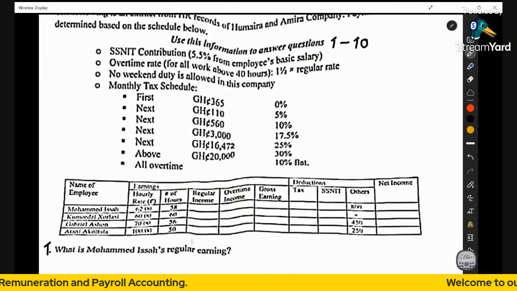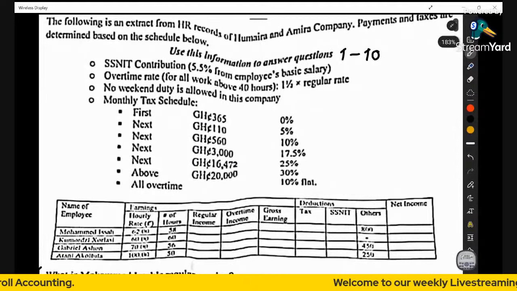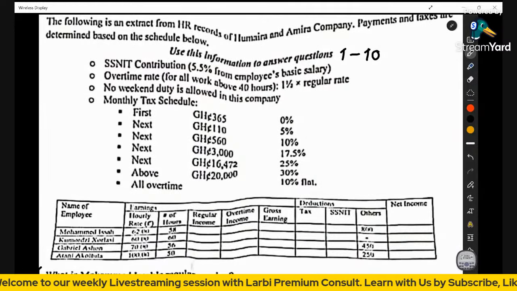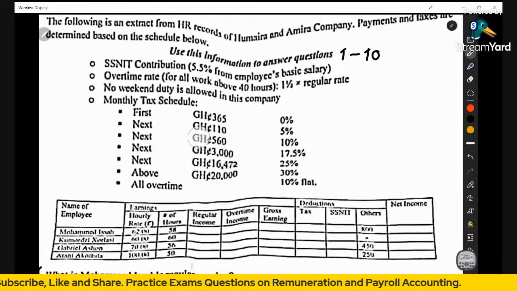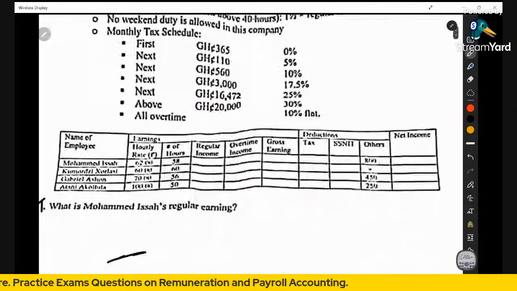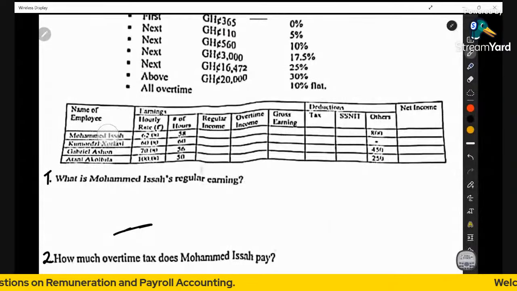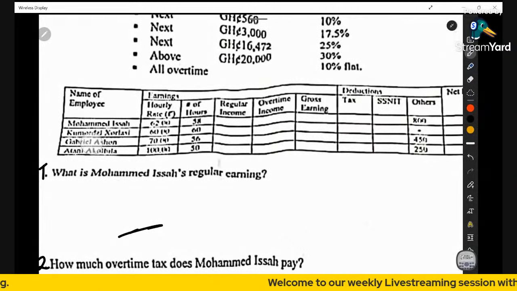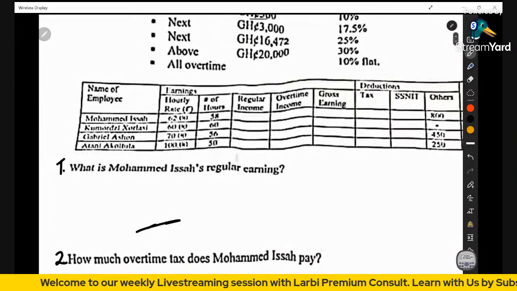Okay, so these are records from HR on employees' work information concerning their payroll, payment, and other expenditures that come as a result of the income they generate at the end of the period. This is a monthly tax schedule, as you can see. So these are the tables for these employees. We have Mohammed Issa, we have Zolasi, we have Gabriel, and we have Atani, right?